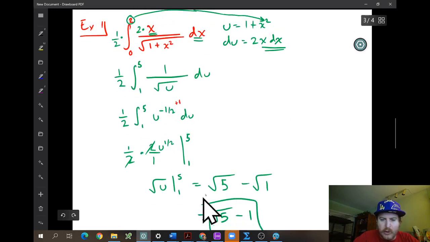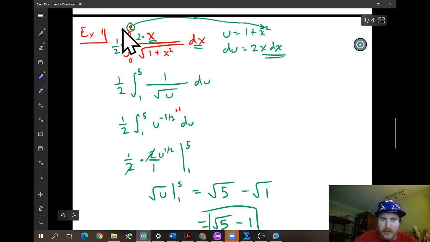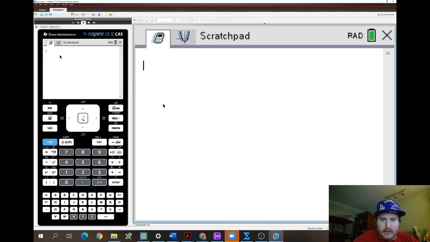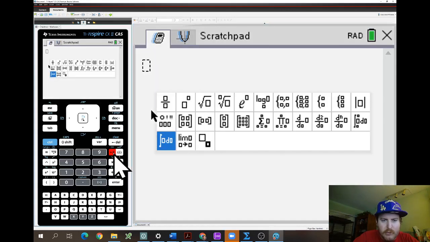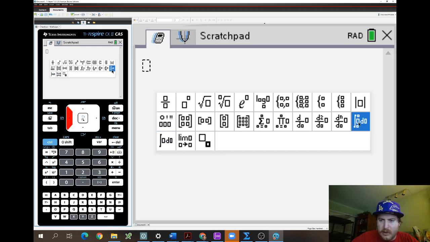But then at the end, once you get square root of 5 minus 1, you're going to go back in and type the question into your calculator. So I'll type that in: integral from 0 to 2 of x divided by square root of 1 plus x squared. The integral button is to the left of the book. Pretty much all of our main functions in calculus are to the left of that book. So the integral is right here in the bottom left. If we hit the left arrow, the integral with endpoints is up here.